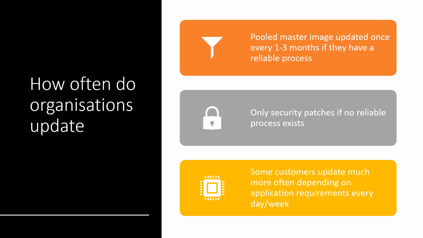If you don't have a reliable process, then you tend to find that people start doing only security patches. And because those security patches are the only thing being deployed, your environment stays very static. And that means that the agility for the company that I was talking about previously just doesn't really exist. Very bad if you're not able to update your images.